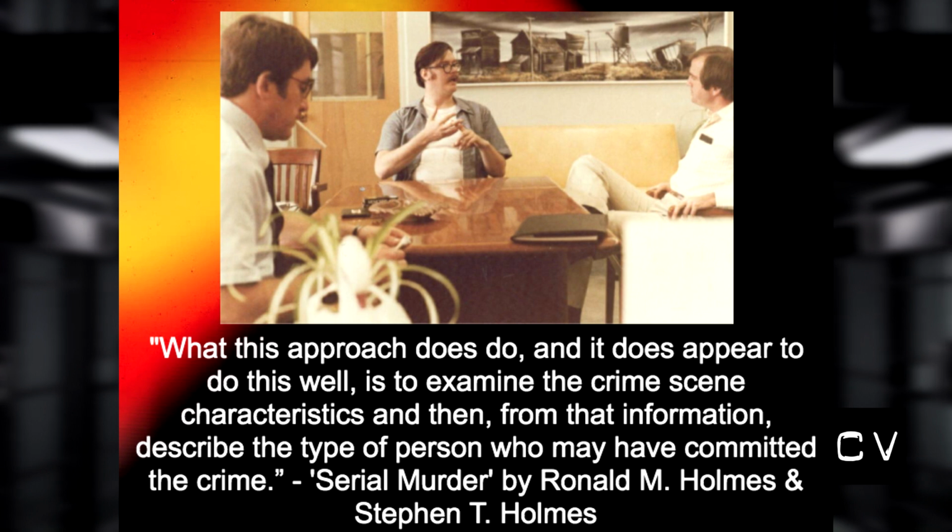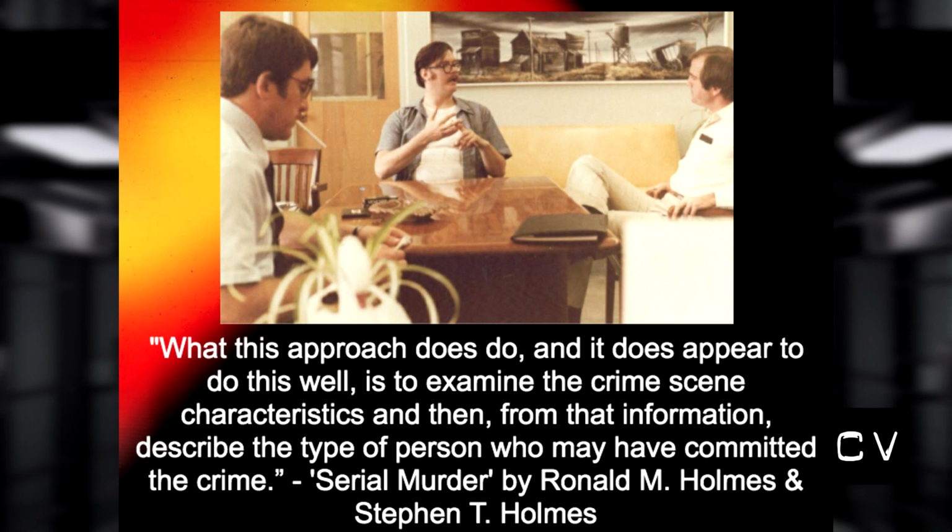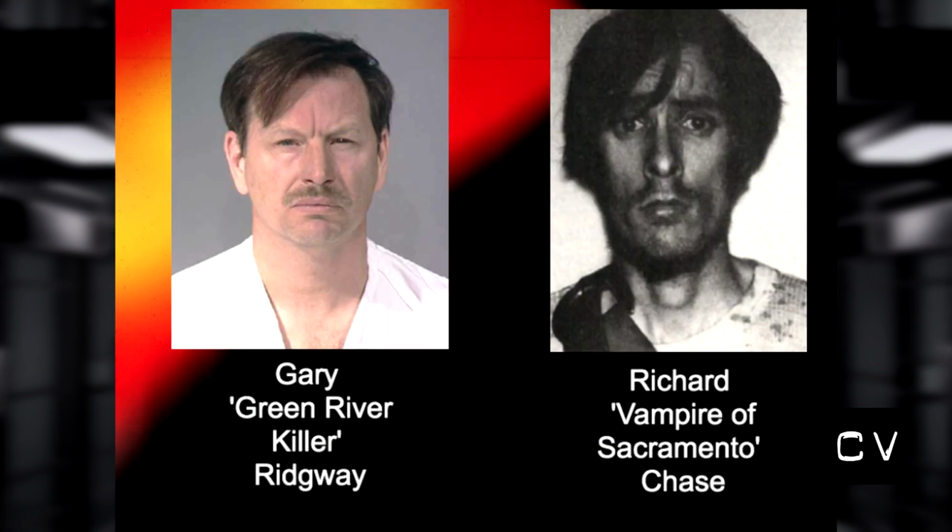In the book Serial Murder by Ronald M. Holmes and Stephen T. Holmes, they write, "What this approach does do, and it appears to do this well, is to examine the crime scene characteristics and then from that information describe the type of person who may have committed the crime." So you have a clear example to follow. I will be using the criminal profiles of serial killers Gary Green River Killer Ridgway and Richard Chase, also known as the Vampire of Sacramento.